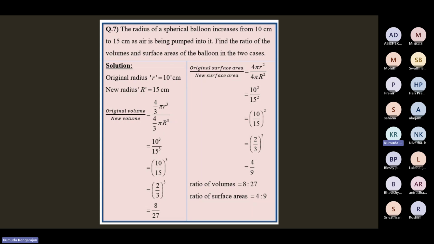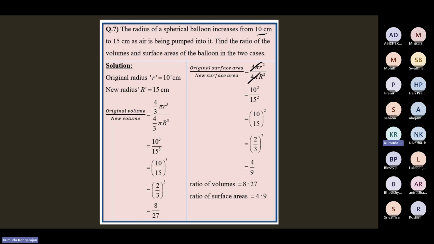Yes. Now, next again, like this, we'll have to find the ratio of their surface areas. So original surface area by the new surface area. And for a sphere, surface area formula is 4 pi r square. So 4 pi small r square by 4 pi capital R square. 4 pi and 4 pi gets cancelled. So small r square by capital R square.